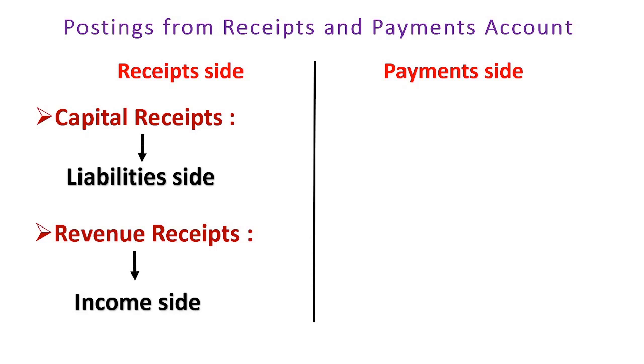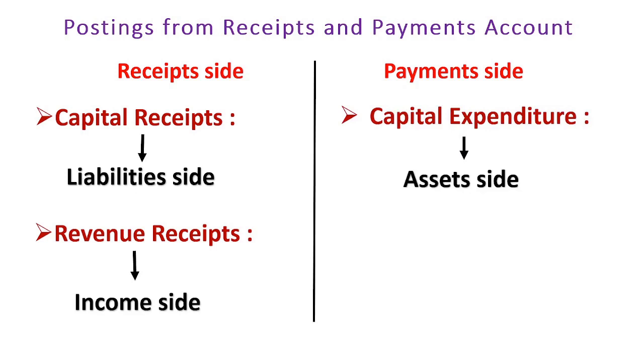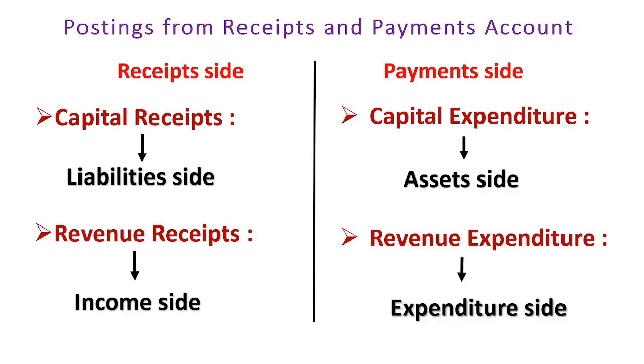Now see the payment side. There are basically two types of expenditure: capital expenditure. So keep in mind, capital expenditure is always posted to the asset side, whereas revenue expenditure is always posted to the expenditure side of the income and expenditure account.